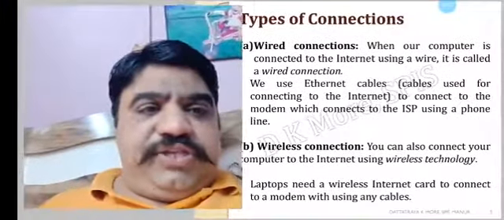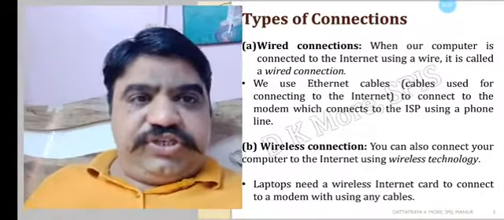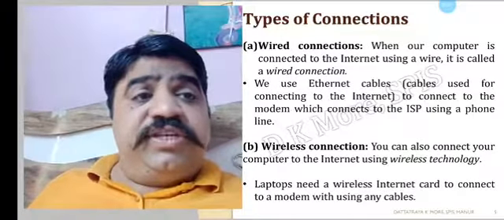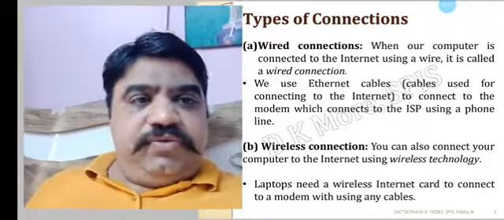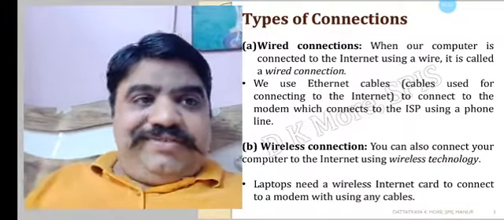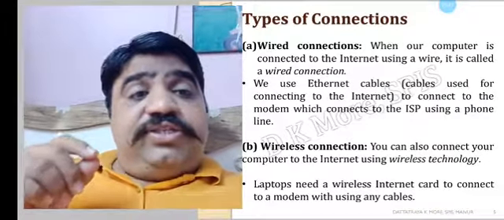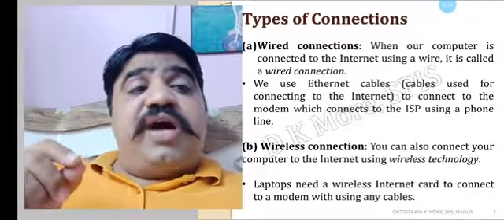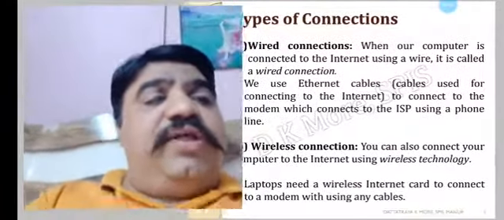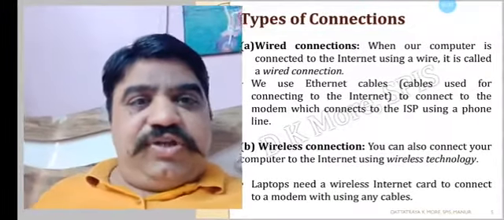Now, types of connection. There are two different types of connection: one is wired connection, one is wireless connection. Wired means when our computer is connected to the internet using a wire, it is called a wired connection. We use Ethernet cables for connecting to the modem, which connects to the ISP. Second is wireless connection. You can also connect your computer to the internet using wireless technology.